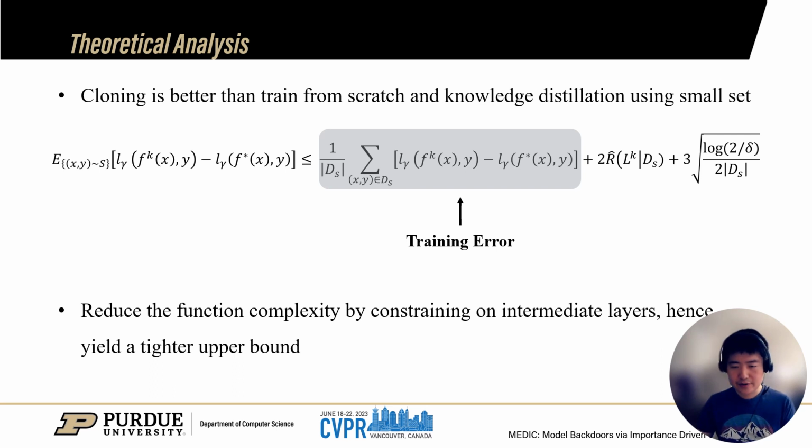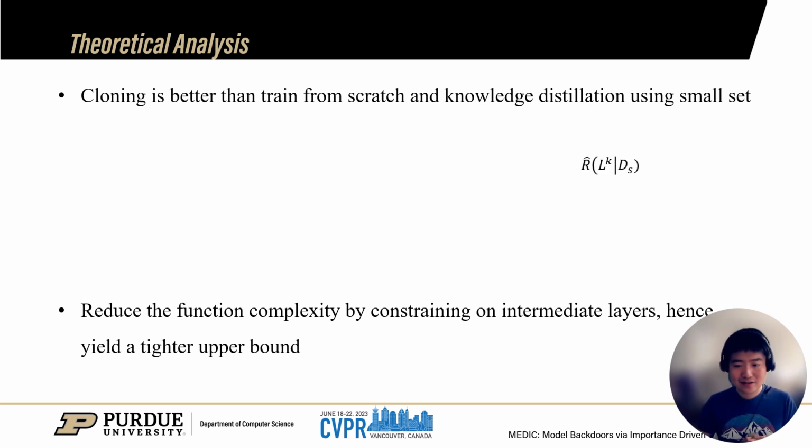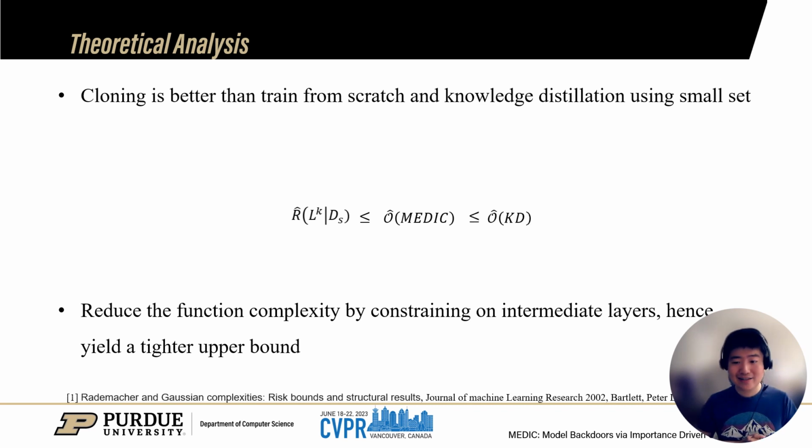It has 3 parts. The first one is training error. It's usually 0 because of overfitting. The second one is uncertainty. This term only relates to data sets. This is basically the same for every model. And the interesting part comes from the function complexity. The function complexity is related to the learning method. And by introducing internal constraints, our cloning has a much smaller function complexity, which yields much better generalization.